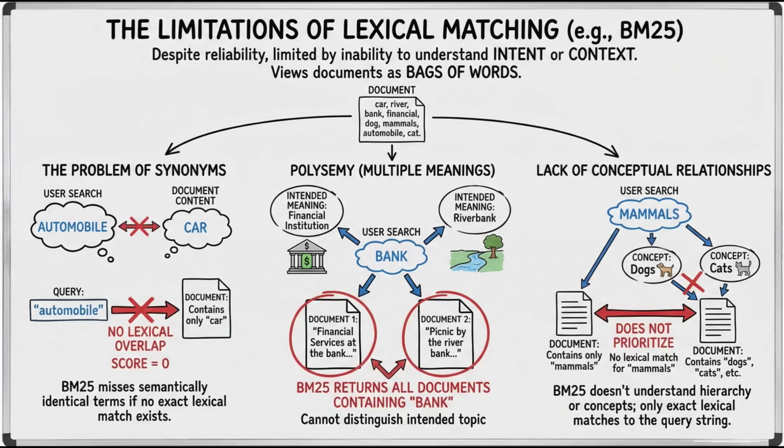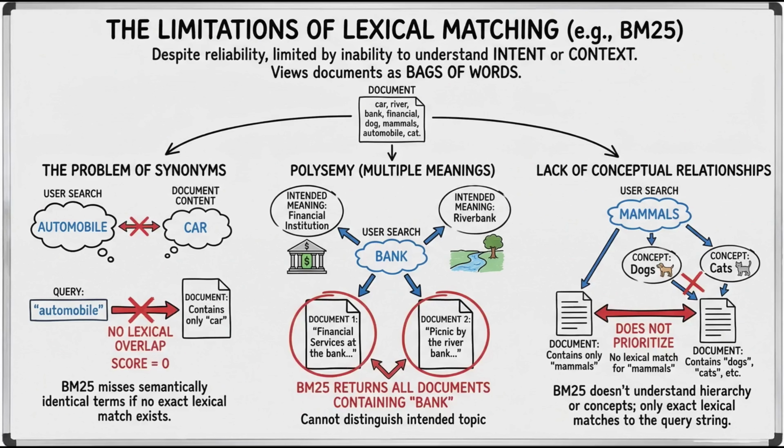Then we have to deal with polysemy, the fact that many words have multiple meanings. Think of the word bank. If you search for it, BM25 can't tell if you're looking for a financial institution or a riverbank. It simply retrieves every document containing the word, leaving you to sift through irrelevant results. Finally, BM25 lacks an understanding of conceptual relationships.